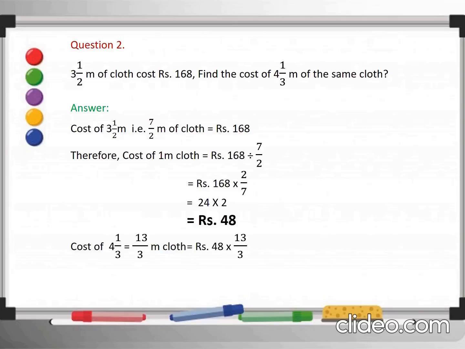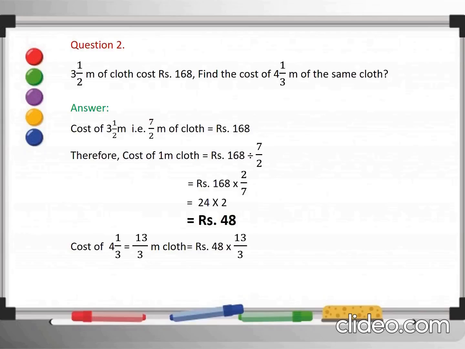So here also we have mixed fraction. First we will convert the mixed fraction into improper fraction. So how will we convert? 4 into 3 is how much? 4 3s are 12, plus we'll add the numerator. What we have? 1. So 12 plus 1 is 13. Denominator remains same. So 13 upon 3 meter. So 13 upon 3 meter cloth, what is the cost of 1 meter cloth? 48 into 13 upon 3.